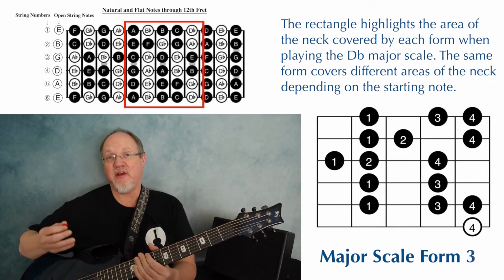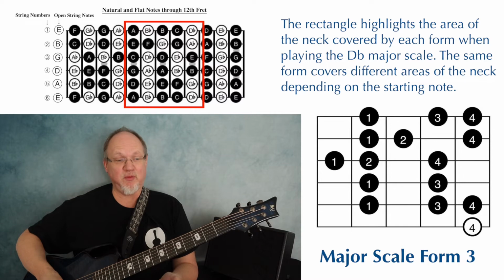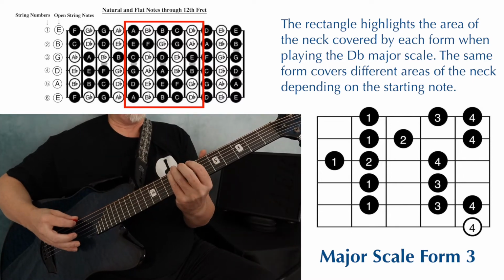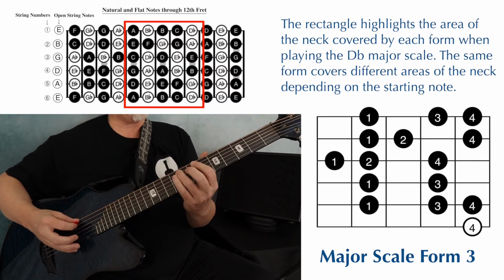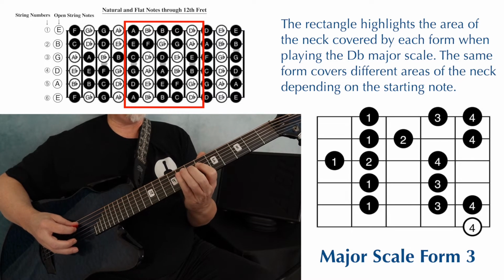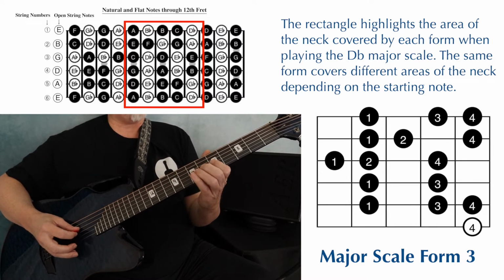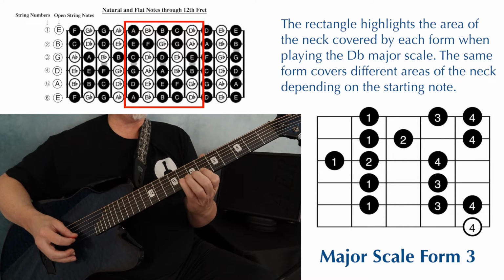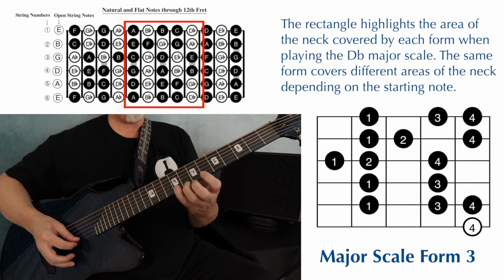Major scale form 3 also begins on the 6th string, but this time with your 4th finger. Whole, whole, half, whole, whole, whole, half, and back down.